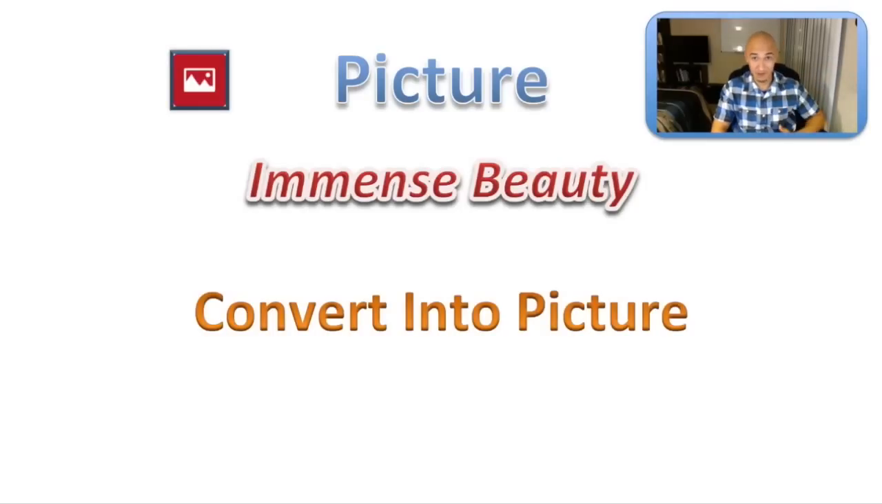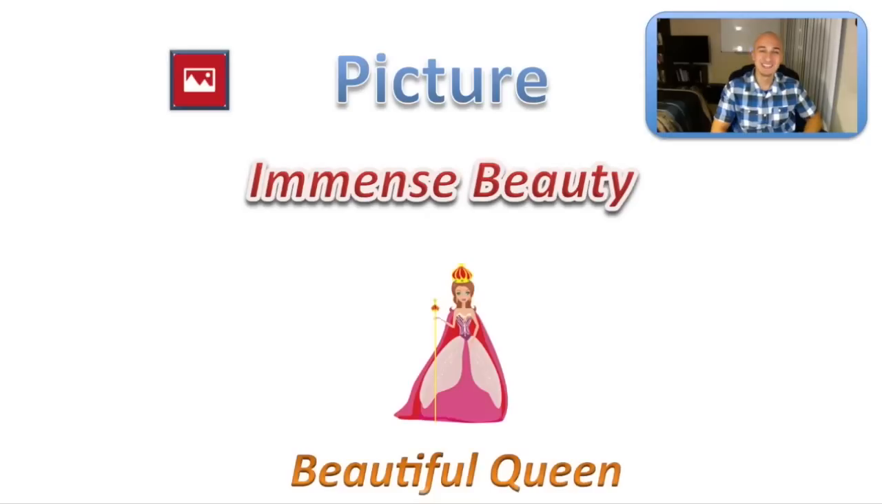Now take the definition, immense beauty. Convert that into an image. So I think of a beautiful queen. Remember, piggyback off of the images that you already created, if it's possible. If not, and you think of a better one for the definition, great, use that. But for this case, piggyback off the Queen of Hearts, the poker card, so a beautiful queen.